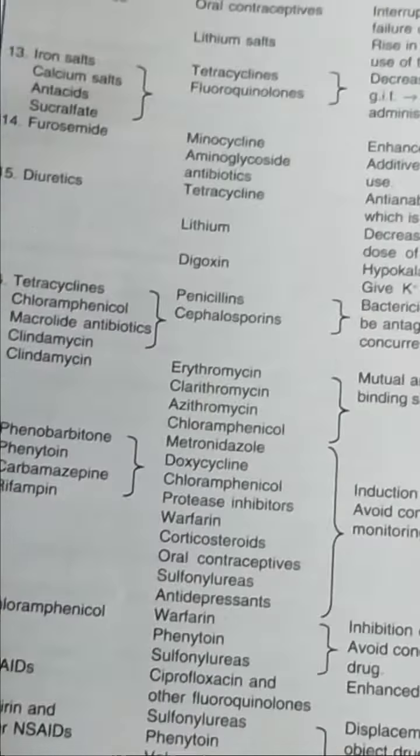And diuretics with digoxin are also not safe for the patient. It causes increased digoxin toxicity, and the patient may go into a coma. Tetracyclines with penicillins is also dangerous for the body. Clindamycin in combination with erythromycin causes mutual antagonism of antibacterial action due to proximal binding sites on bacterial ribosomes.